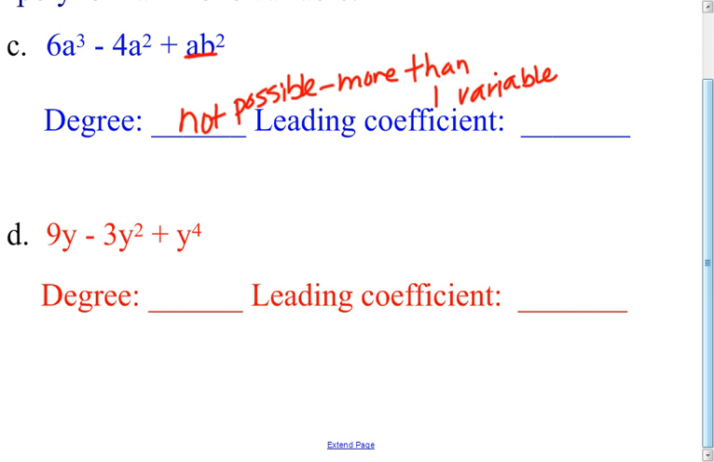Again, you want to look for the highest exponent, which is right here. The highest exponent is 4, and the number that comes out in front of there, which is not written but is assumed to be there, is a 1. And notice that the leading coefficient in this case was not the first term in the expression. It doesn't have to be. That's not what the word leading would mean in this case.